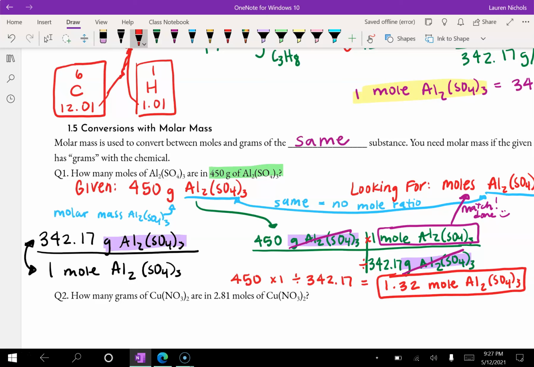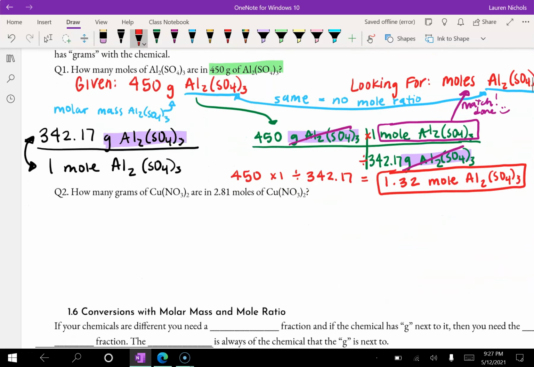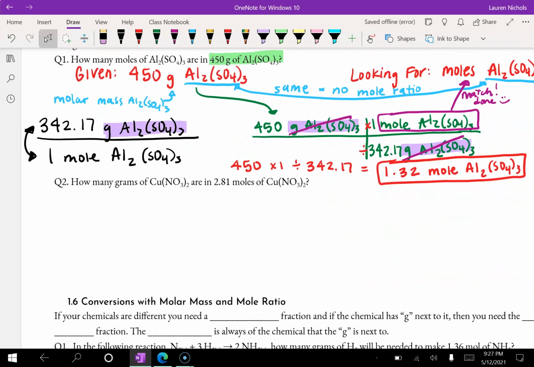Now that you have seen an example, I highly recommend that you pause the video and try question number 2 on your own. And when you press play again, you will see the answer on the screen and you can check your work. Now, you're not going to see the work for it, but you will see the answer. So press pause, try question number 2, and then press play when you're ready to check your answer.